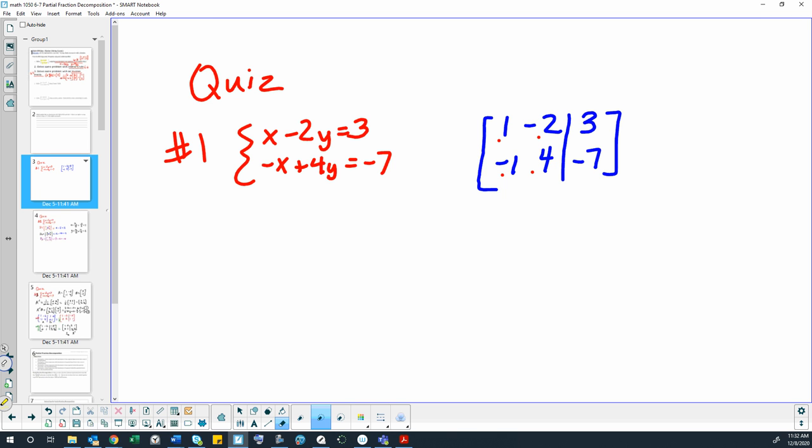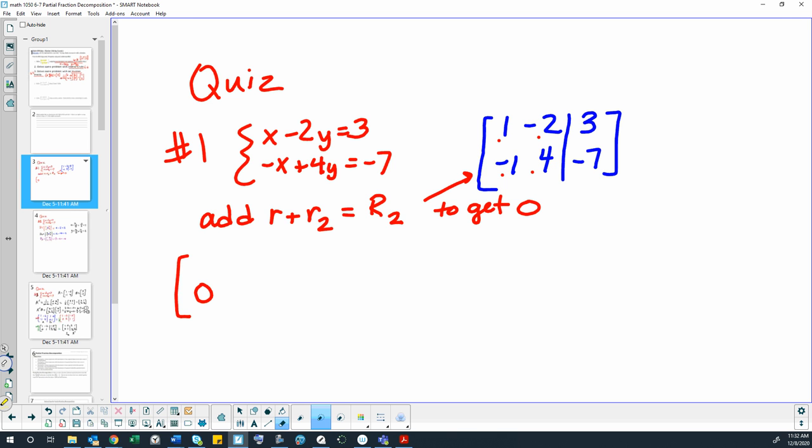So to get our 0, we want to add row 1 and row 2. So we're going to have a new row 2. That will give us our new row 2, and that will give us our 0 in that spot right there. Okay, so I'm just going to add those together. 1 plus -1 is 0. -2 plus 4 is 2. 3 plus -7 is -4. Meanwhile, that first row there is going to stay the same. So 1, -2, 3.